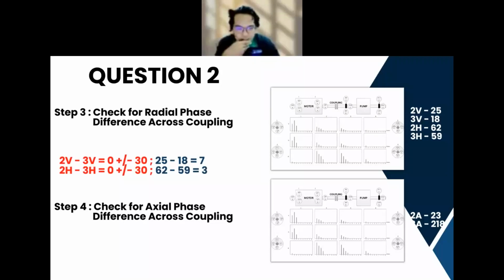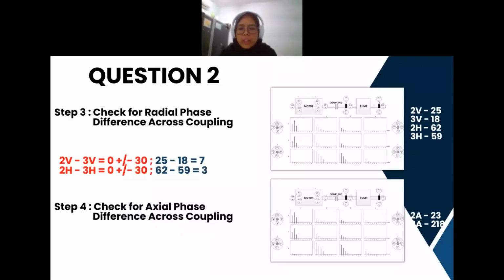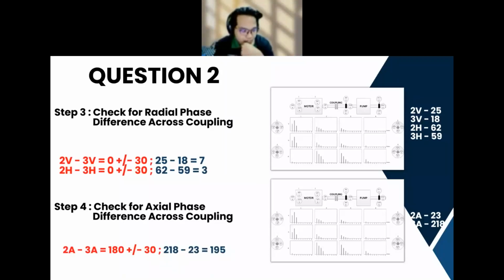So we try to check the axial phase difference across the coupling. For the axial at point 2 and point 3, point 2 is 23 and point 3 is 218. If we see the difference, it will be around 195 degrees. So it is within the range of 180 with a tolerance of 30 degrees. I think it's still in phase for point 2 and point 3. Maybe we can try to check with the criteria for angular misalignment.